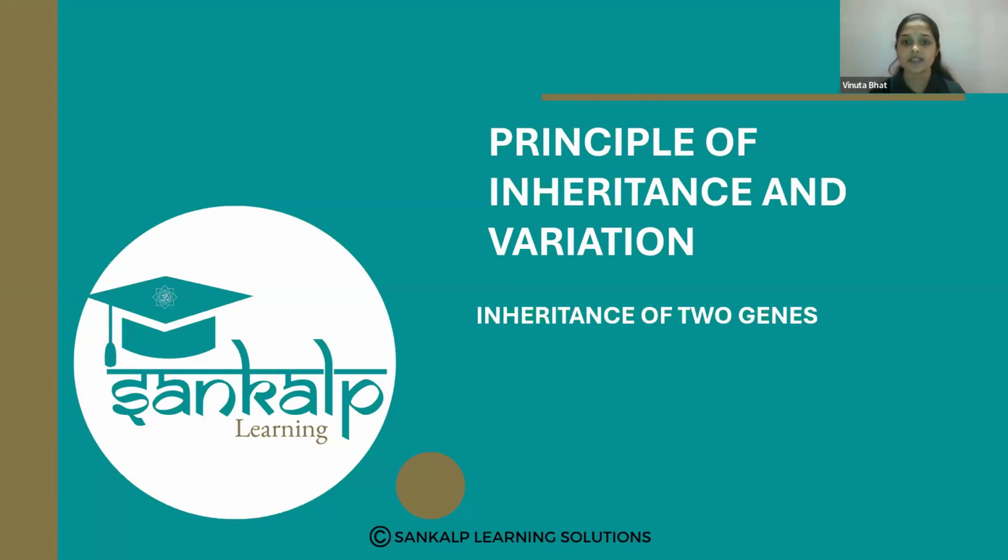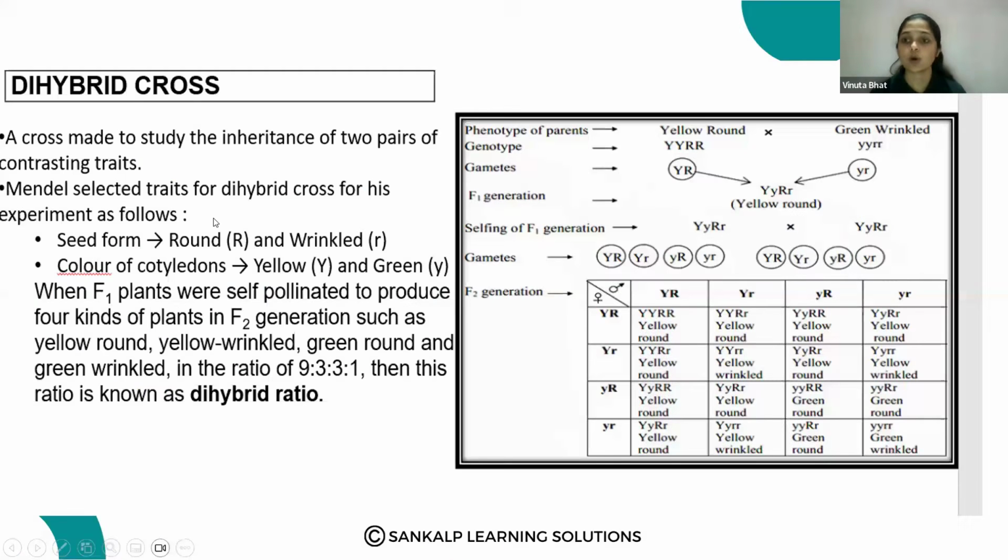Principle of inheritance and variation. Let's study about the inheritance of two genes. Already we have completed the inheritance of one gene topic. Let's study about the inheritance of two genes. It is also called a dihybrid cross.